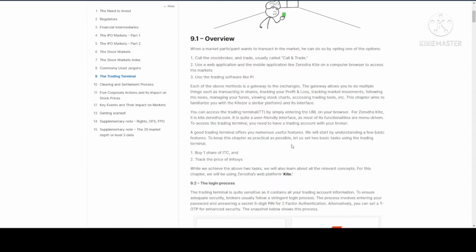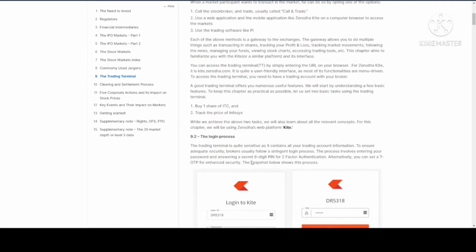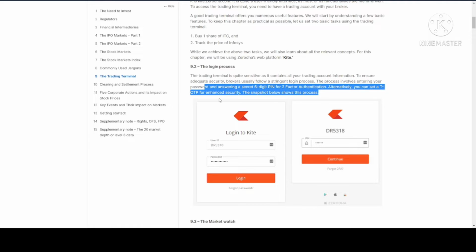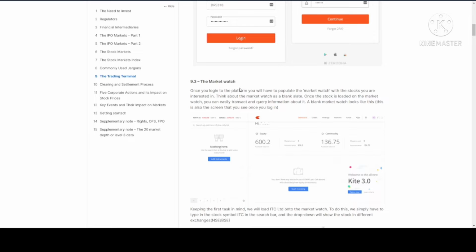To keep this chapter as practical as possible, let us set two basic tasks using the trading terminal. Buy one share of ITC, track the price of Infosys. While we achieve the above two tasks, we will also learn about all the relevant concepts. For this chapter, we will use the Zerodha web platform. The login process. The terminal is continuing to ensure the market watch.